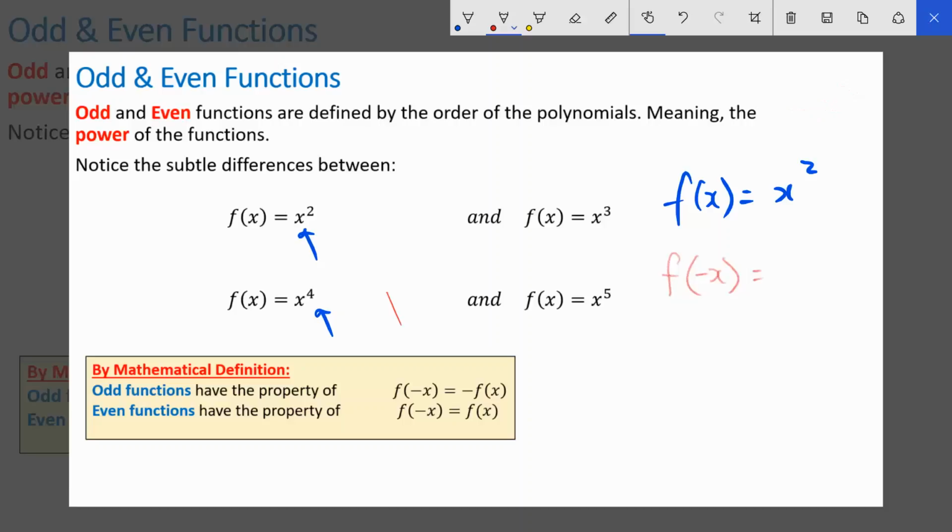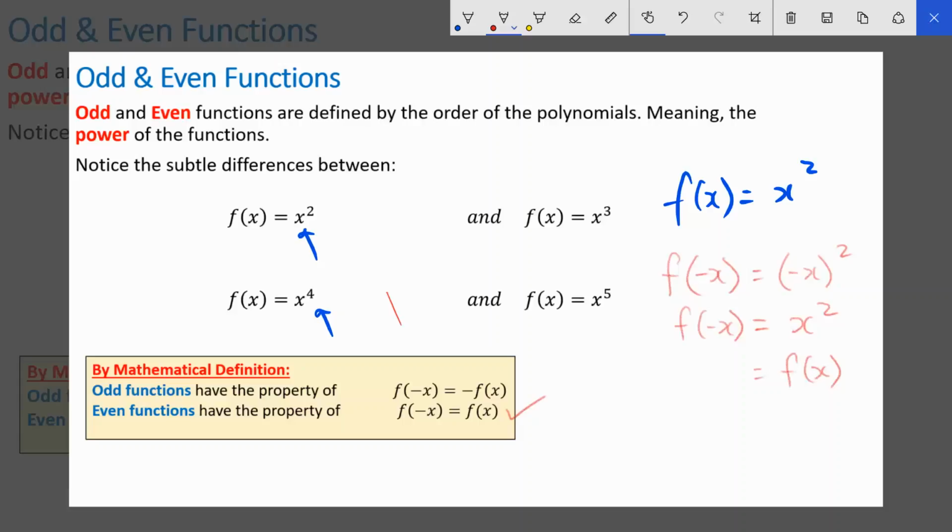So if I test that, let's sub negative x into this equation. I sub negative x in, and it just so happens that if I square negative x, that gives me x squared. So therefore, what I'm saying is f(negative x) is actually equivalent to f(x), because f(x) is x squared. So if this equation is equivalent to this equation, then by definition, it is an even function. Okay? And it's the same with odd.